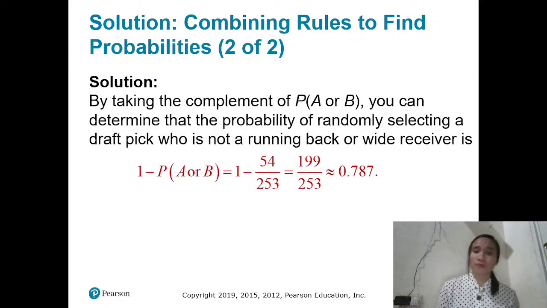By taking the complement of the probability of A or B, you can determine that the probability of randomly selecting a draft pick who is not a running back or wide receiver is 1 minus the probability of A or B, equal to 1 minus 54 over 253, which is equal to 199 over 253, rounded off to the decimal 0.787. That's all. Thank you.